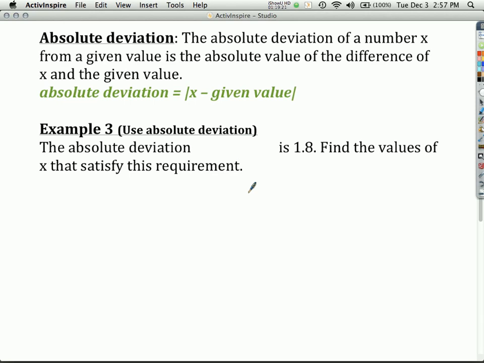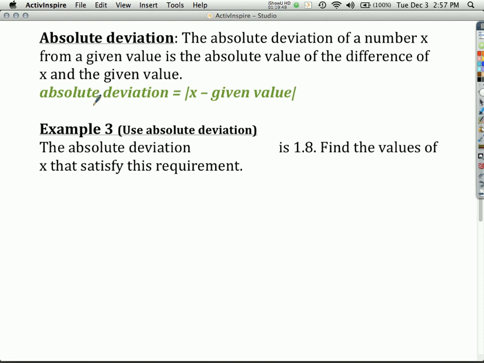I'm confused. I don't know if you're getting nervous or something, but we read from left to right. Absolute deviation. The absolute deviation is 1.8. Where do you think the 1.8 goes? You said the given value. But it says the absolute deviation is 1.8. It goes right here.